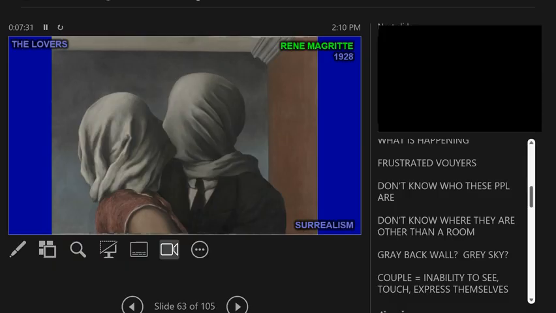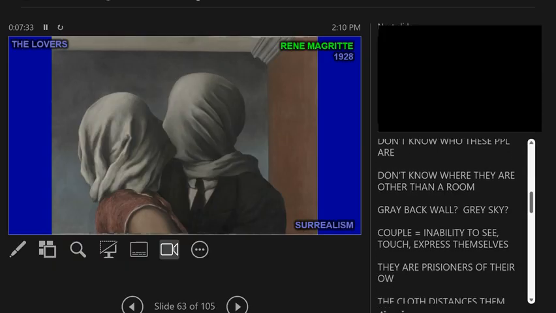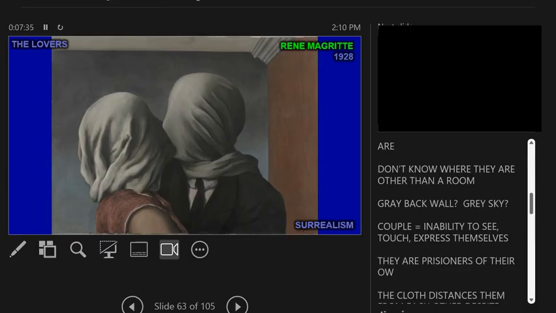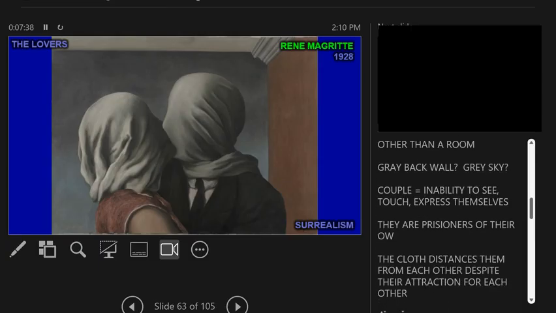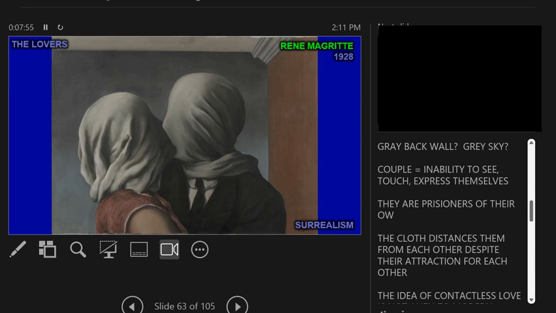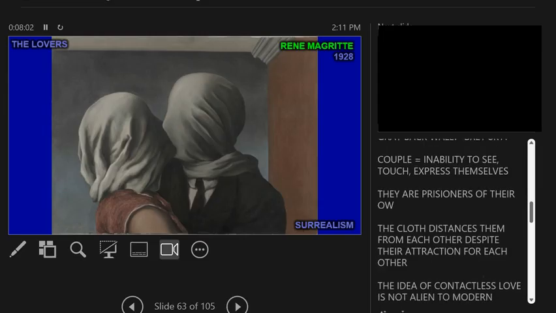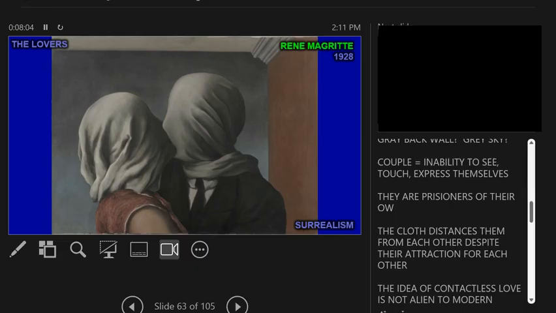We are frustrated voyeurs. We don't know who these people are, and we don't know where they are other than a room. By the way, are they in a room with a gray wall back there, or is there not a gray wall and that's the sky that we're looking at? It does look like a sky, right? Yeah, right. And that's just it, because everybody sees something different.